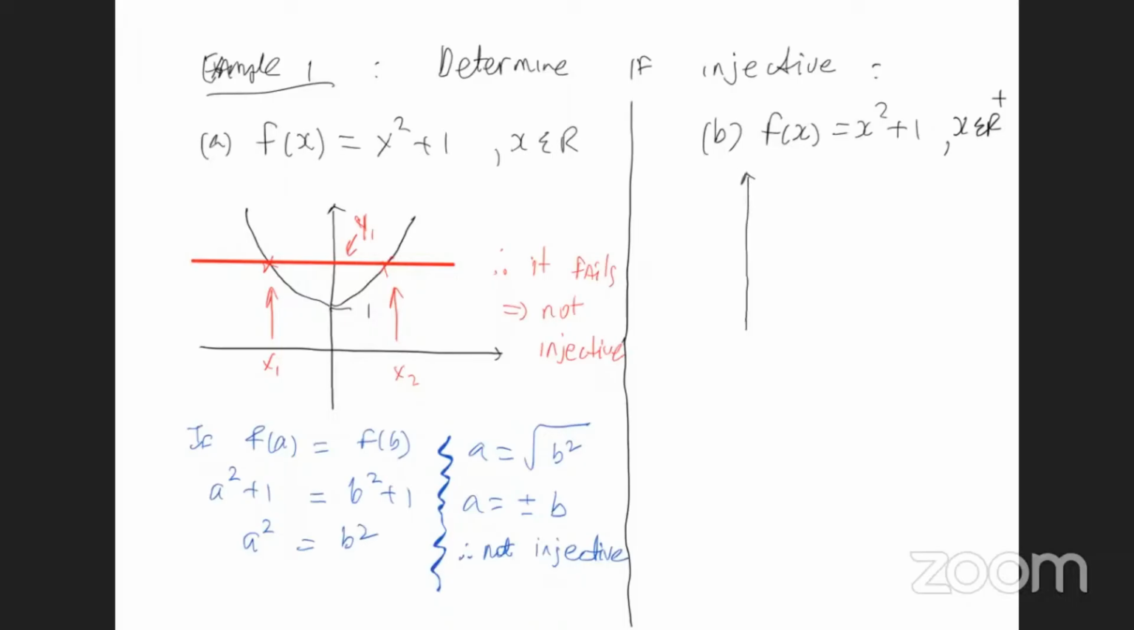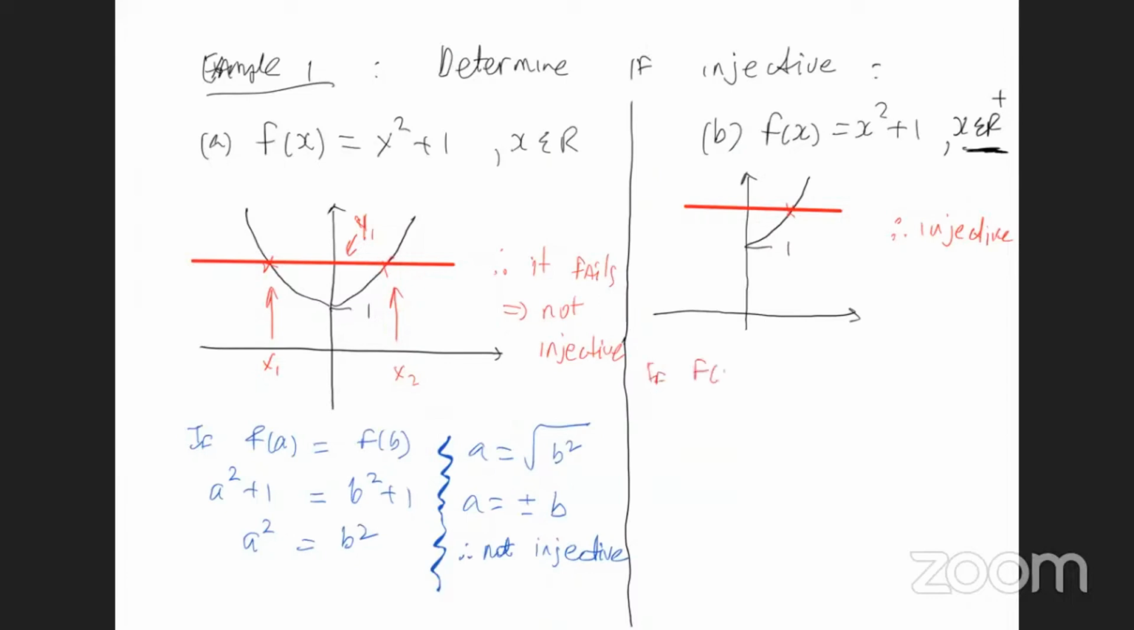All right, let's see what we got. Remember, we only want the positive real part. So the graph looks like that. If you do the horizontal line test, it will only cut once. No matter where you put the function, it will only cut once. So therefore, injective.